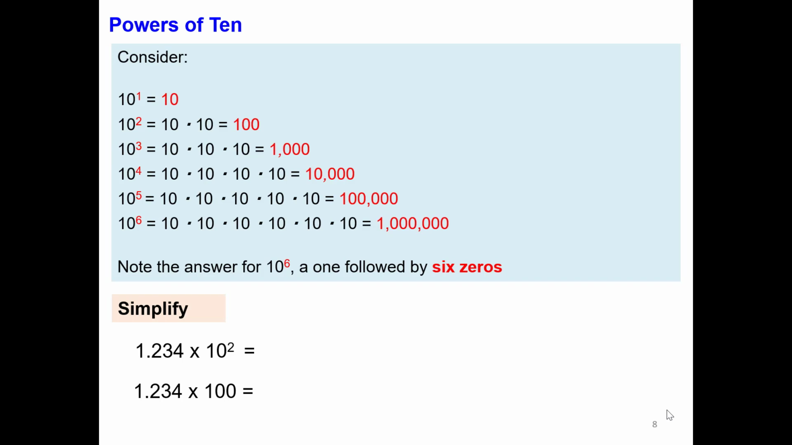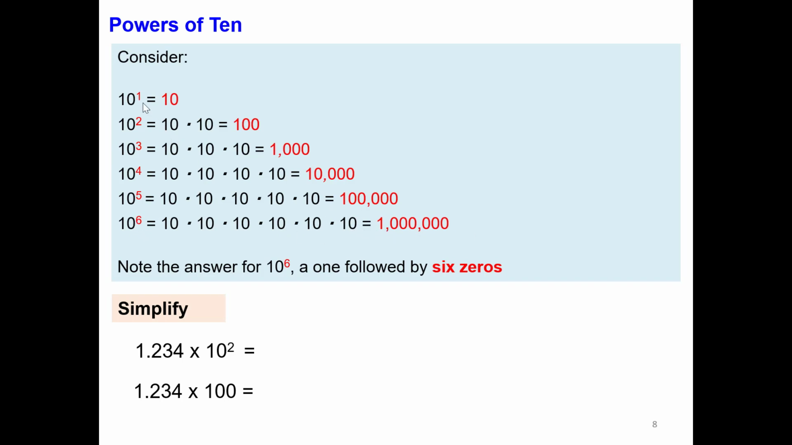Now we want to review the power of 10. Let's check different powers of 10. If we had 10 to the first power, this equals 10. If we had 10 to the second power, we know this is 10 times 10, which is 100. 10 to the third power is 10 times 10 times 10, which is 1000. 10 to the fourth power is 10,000. 10 to the fifth power is 100,000. And 10 to the sixth power is 1 million.